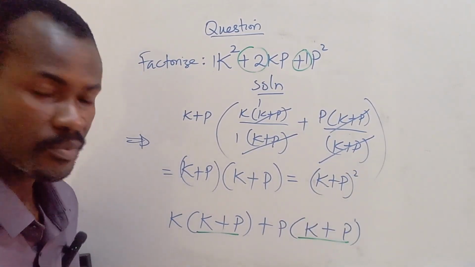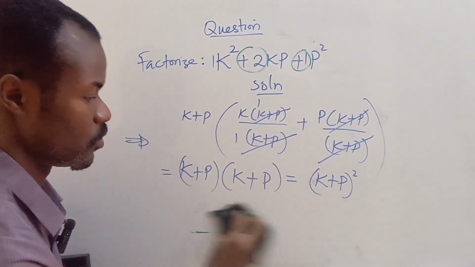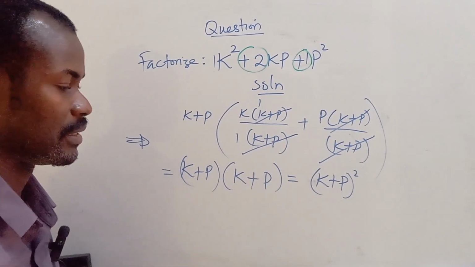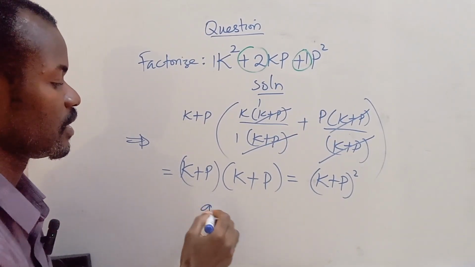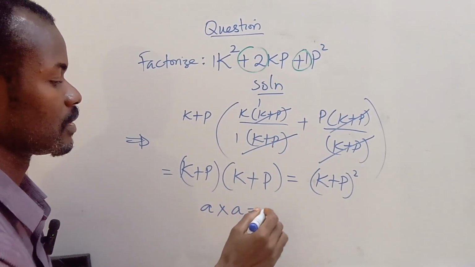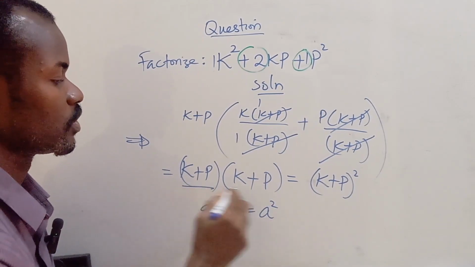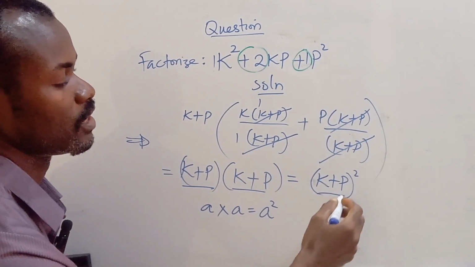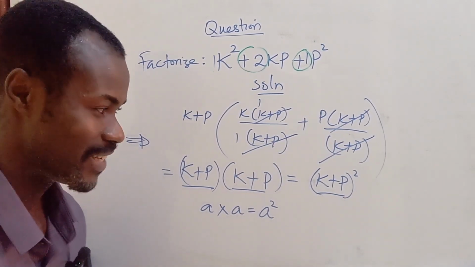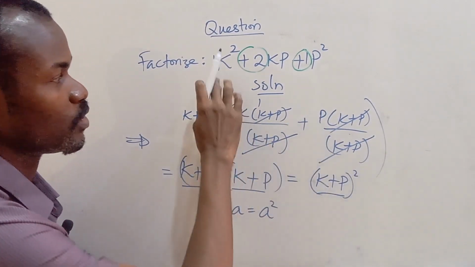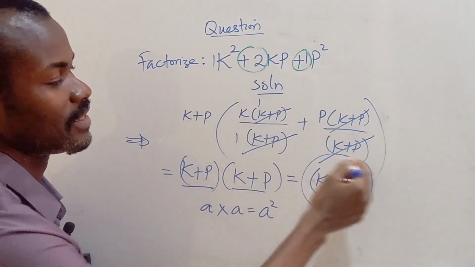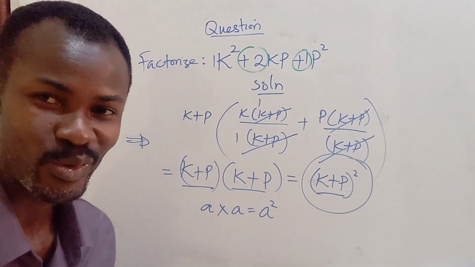If you can recall, what square simply means is, if I have a times a, it means a squared. So k plus p times k plus p is going to give you k plus p squared. So that gives us the solution to this problem. So if we factorize this, we have this as our solution to this problem.